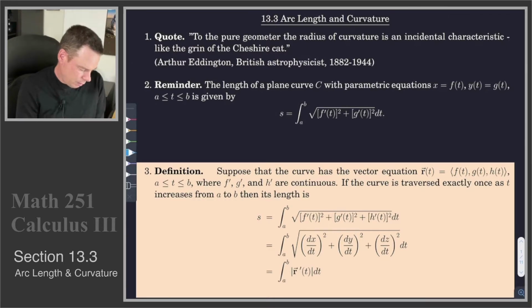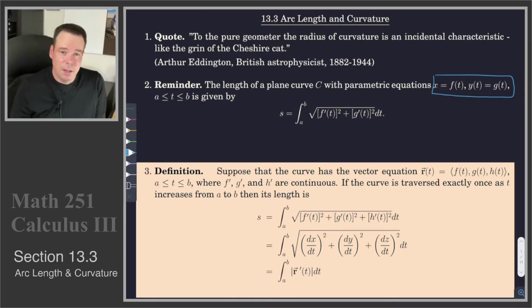So let's do a quick reminder. We've already seen arc length before. We've seen it in Calculus 1 in the context of parametrized curves or parametric equations. So if we have a parametrized curve in the plane, so the x-coordinate is given by a function f of t, the y-coordinate is given by a function g of t, then the arc length is given by the integral of the square root of the sum of the squares of the derivatives.